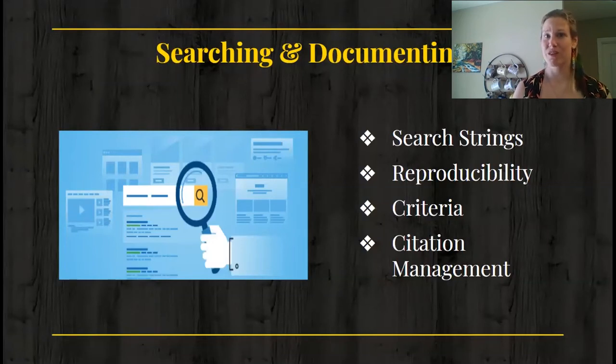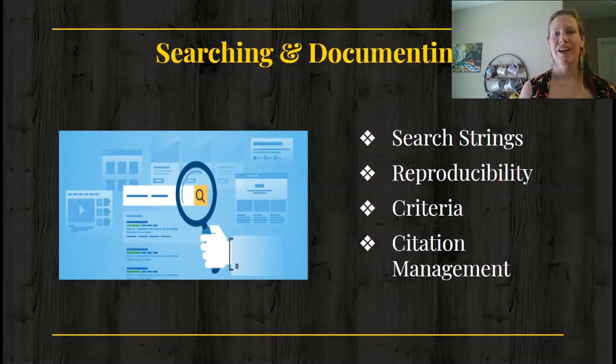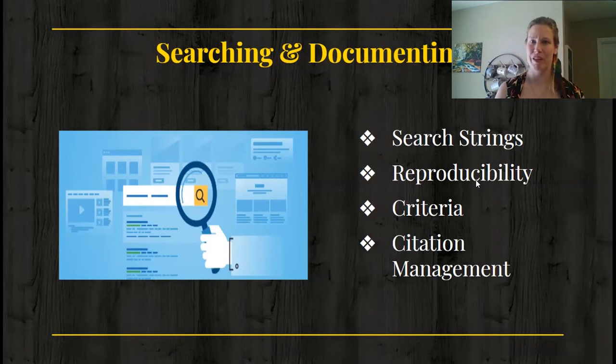You might look at Scopus or Science Direct, which are databases that lean a little bit more toward the sciences. You're going to look in specific databases rather than in an algorithmic search, if that makes sense. So those kind of fall hand in hand, that search string and reproducibility.